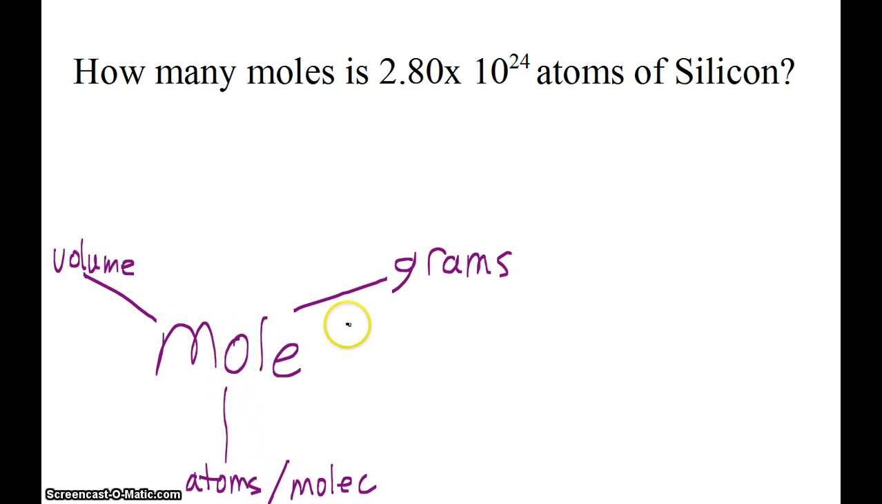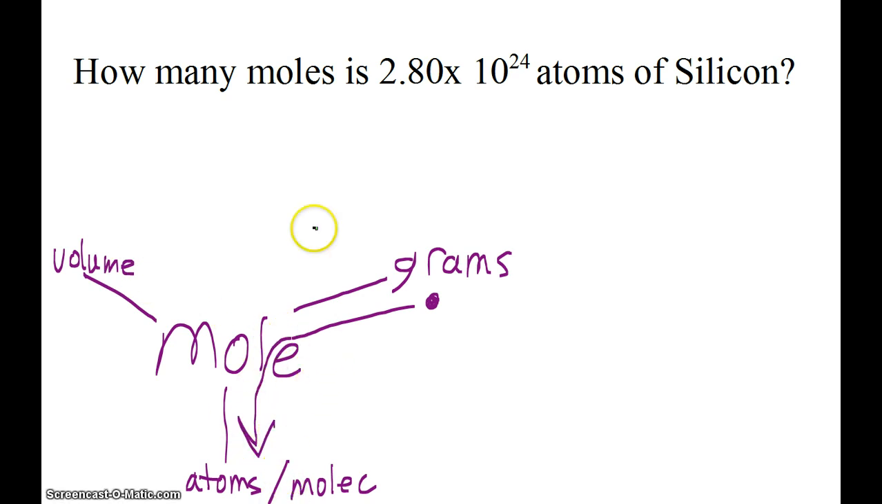Okay, when converting from one to the other, grams to volume, moles to atoms, molecules, we need to follow this roadmap. And basically the key to the roadmap is that everything must go through the mole. So if I start at grams here, I have to convert to moles before I can convert to anything else, whether it be volume or molecules.